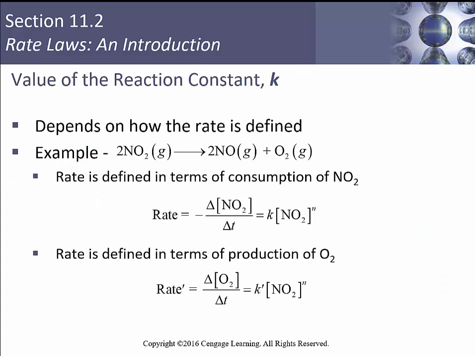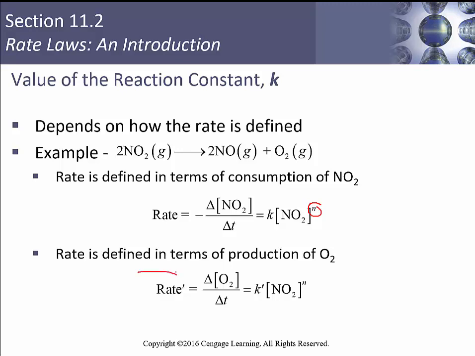So let's look at some values for this rate constant K. It's going to depend on how that rate is defined. So in our NO2 example, we've got our 2 NO2s giving us 2 NOs and some oxygen gas. So our rate is going to be defined in terms of the consumption of NO2. So we're going to say minus change in NO2 per change in time is equal to K times [NO2] to the n. And we don't know what n is yet. Or we could define rate in terms of production of O2.